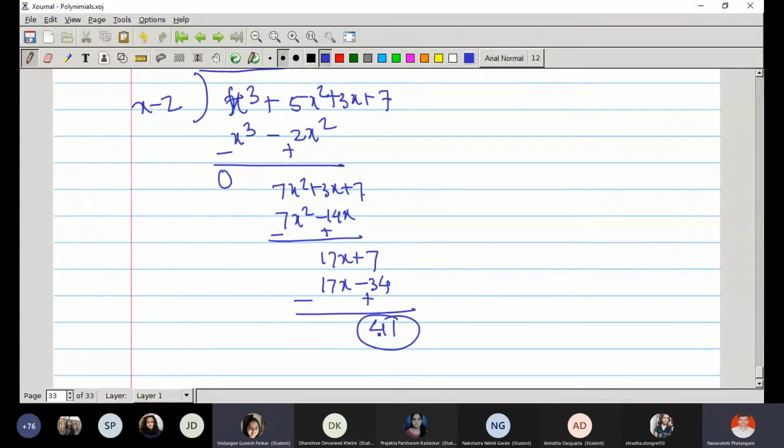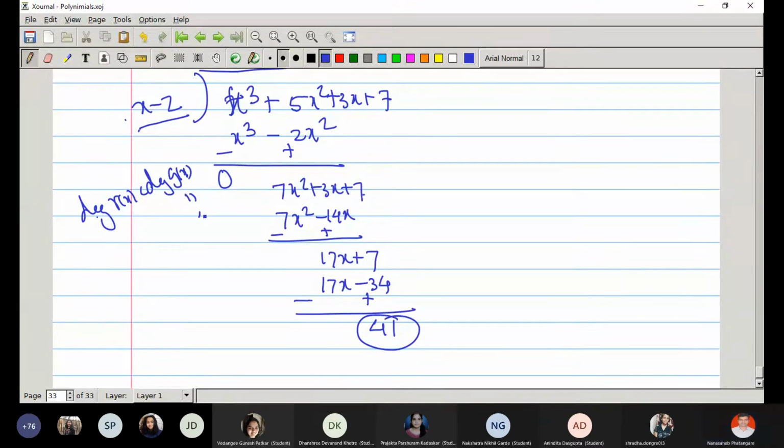Definitely understand that we are dividing by a polynomial of degree 1, and therefore remainder has to be degree less than 1. That means 0. That means constant. So degree of Rx should be less than degree of Gx. But degree of Gx is 1, and therefore what is the choice for degree of Rx? 0. That means constant. So remainder is constant.